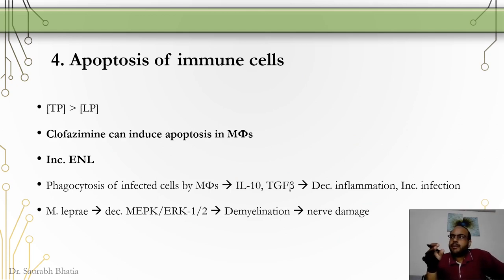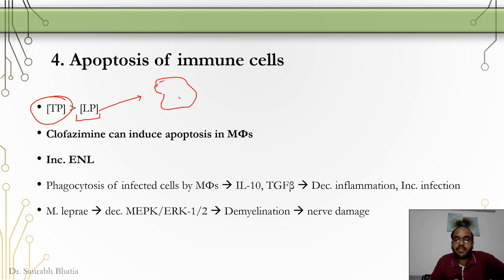Apoptosis is a programmed cell death. That means this cell has decided that I will not be able to survive. Let me get out of the equation. So I've told you about autophagy. Now we'll discuss apoptosis. Apoptosis is more seen in tuberculoid pole than in lepromatous pole. Why? In lepromatous pole, the macrophage is surviving. It's not killing itself. It's not destroying itself. So in lepromatous pole, we see less of apoptosis. In tuberculoid pole, we see more of apoptosis.